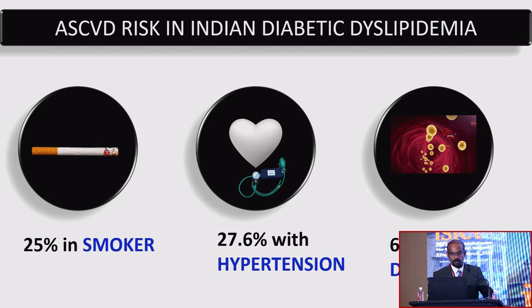These are the atherosclerotic risk factors in Indian diabetic dyslipidemia. 25% will be smokers, and a diabetic smoker will have a lot of problems with dyslipidemia, with a high chance of peripheral occlusive arterial disease, ending in amputation and later complications. And 27% will have hypertension, and about 63% will have dyslipidemia.